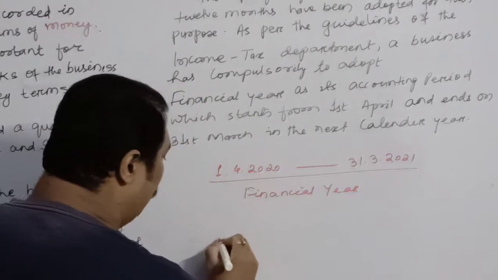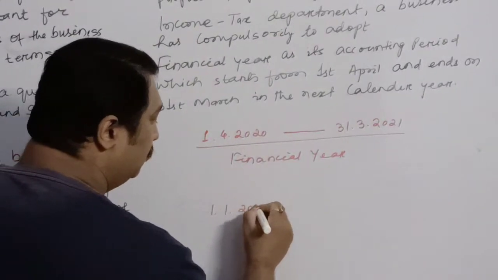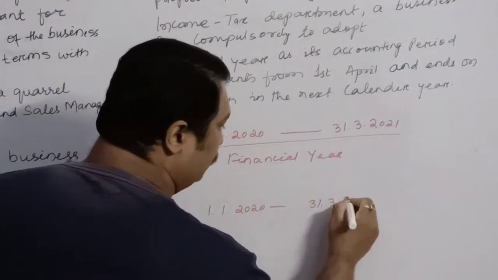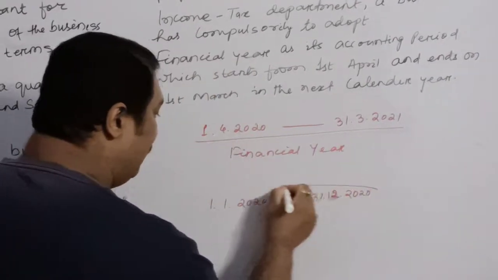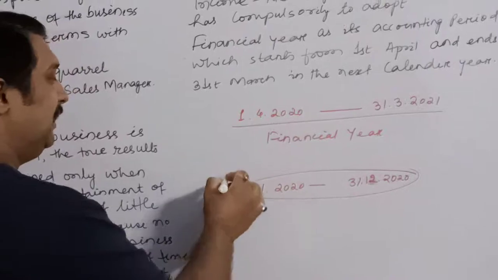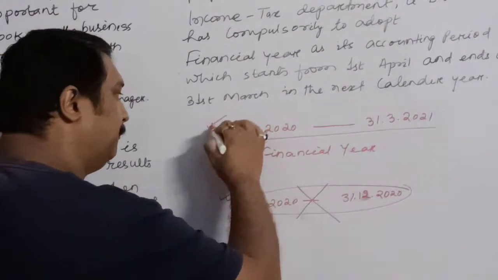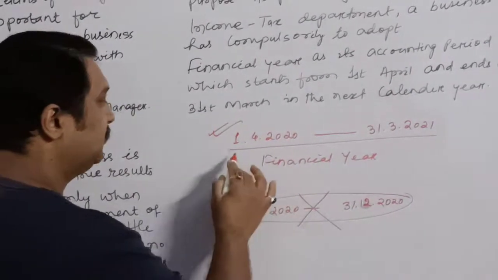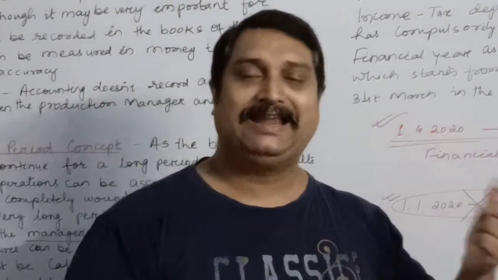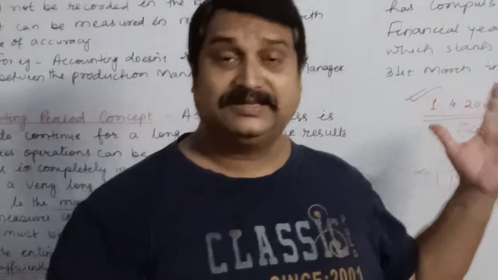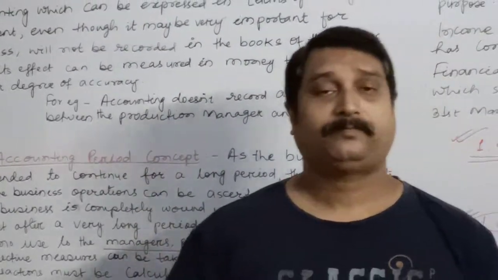But we also have another year that is called the calendar year. Calendar year is from 1st January to 31st December 2020. So in business, as per the income tax authority, we are not supposed to follow the calendar year. We are supposed to follow the financial year, which starts from 1st April and ends on 31st March of the next calendar year. So this is the accounting period concept.